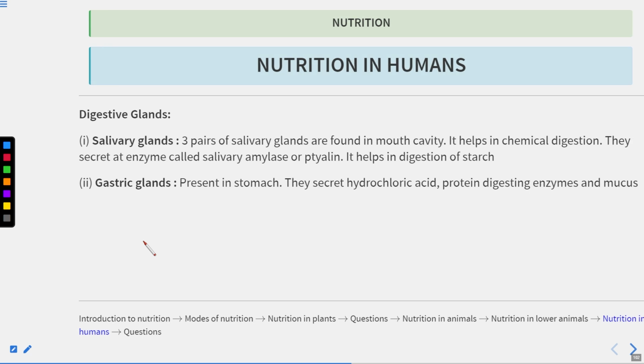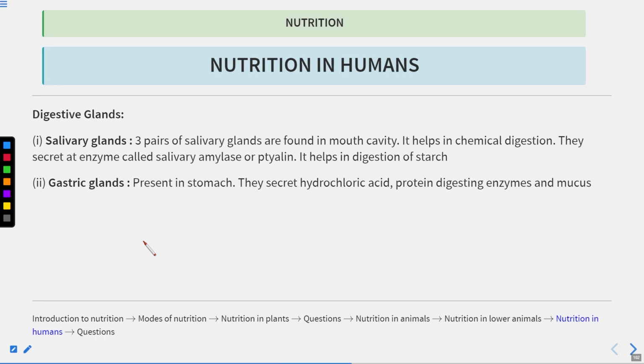and then you can release it through the anus. Now let's talk about the digestive glands present in the higher organisms such as humans. So first is the salivary glands, which are present in the buccal cavity. There are 3 pairs of salivary glands present in the mouth cavity. Now these salivary glands secrete the enzyme which helps in chemical digestion. So they secrete the enzyme known as salivary amylase, which earlier was known as ptyalin, and it helps in the digestion of starch, which is a carbohydrate.